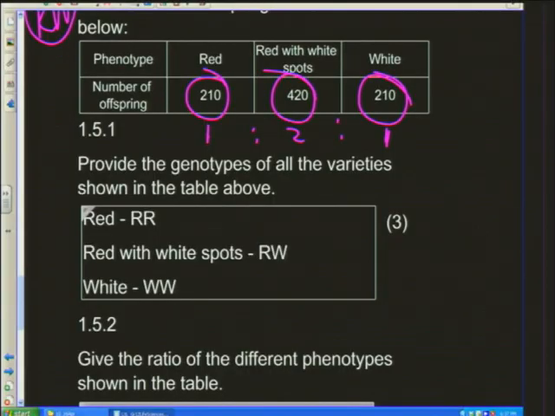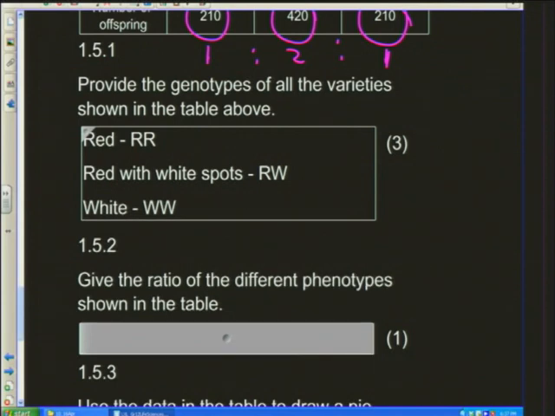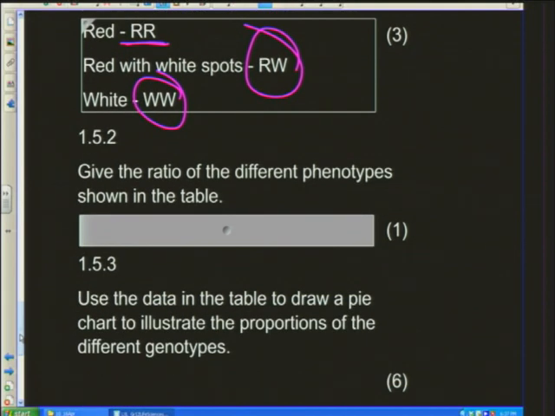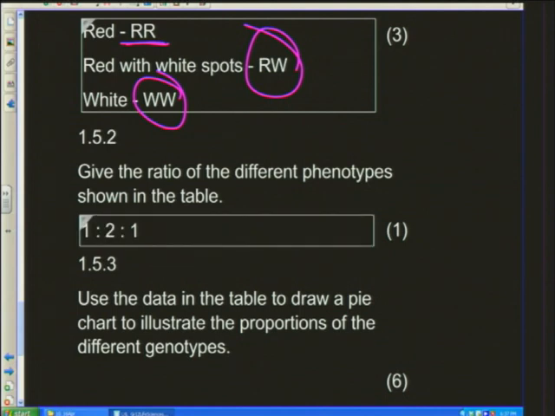That's obvious and easy. For red, it will be RR, capital R, capital R. For white, it will be WW. And for red with white spots, it will be RW. Simple. 3 marks for that. Then they're saying, give the ratio of the different phenotypes, which I worked out for you already, and that is 1 is to 2 is to 1.